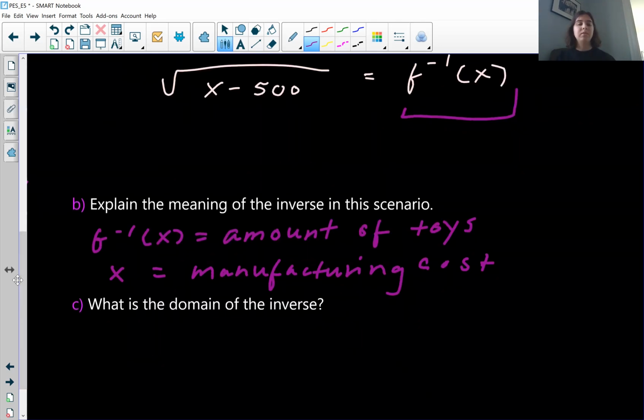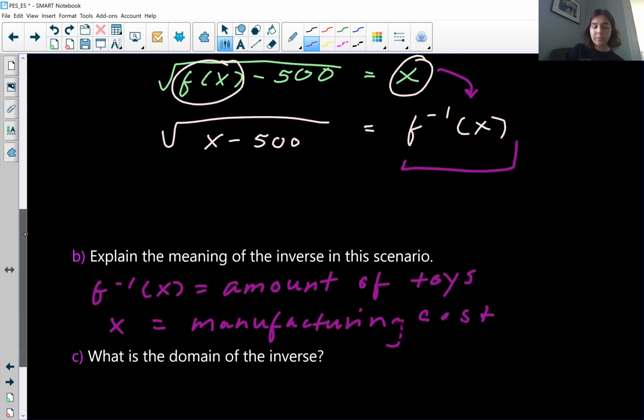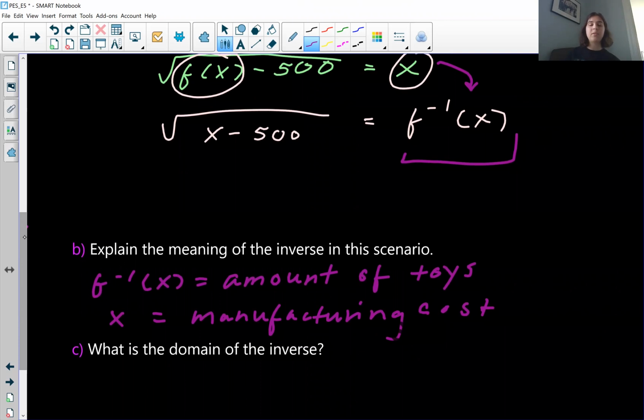Okay, so if I wanted to write this in a sentence, which I won't because I'm out of room, but if I wanted to do that, then I would say this function models, it gives the amount of toys produced given the manufacturing cost is one way you could do that.